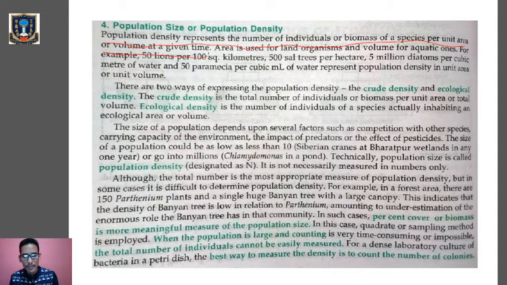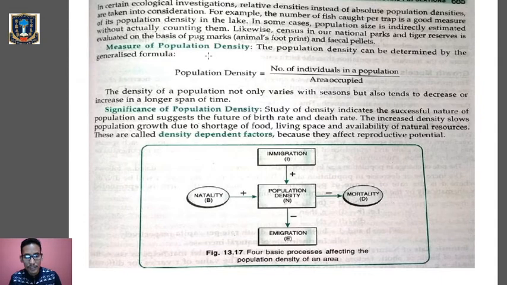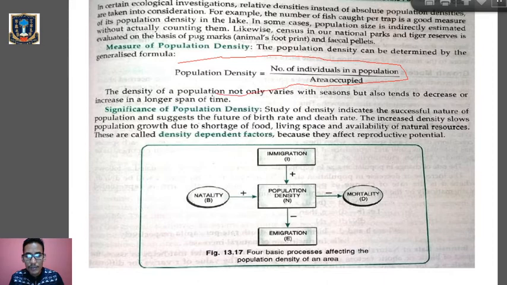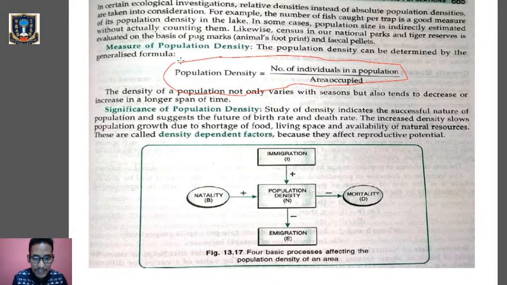So how can we measure the population density or the population size? Here you have to go to the formula: population density equals the number of individuals in a population divided by the area occupied. So this is the parameter or the measurement of population density. The density of a population not only varies with the seasons but also tends to decrease or increase over a longer span of time. So can you remember how we measure the population density? It's mainly measured by the number of individuals in a population by the area occupied.